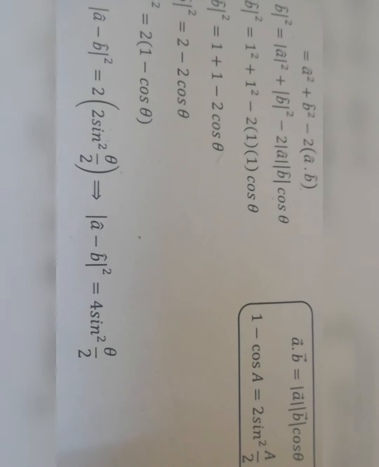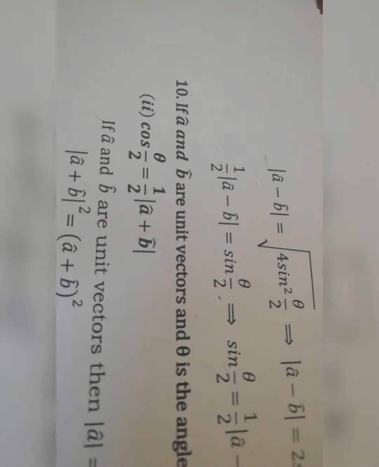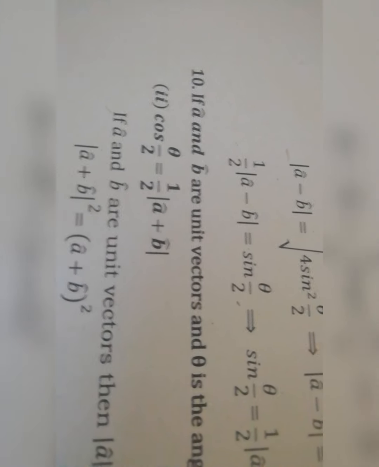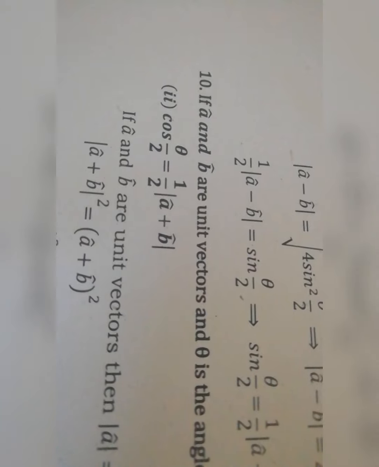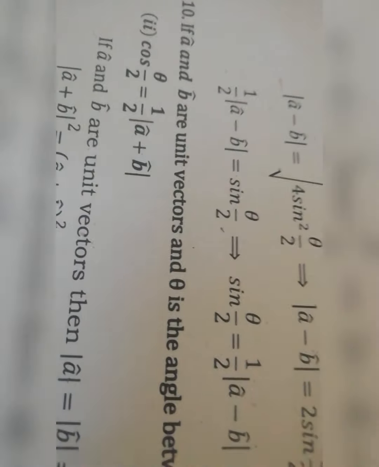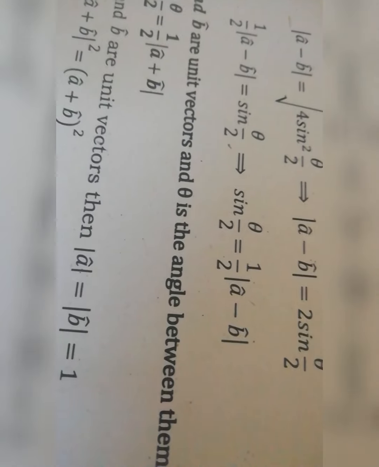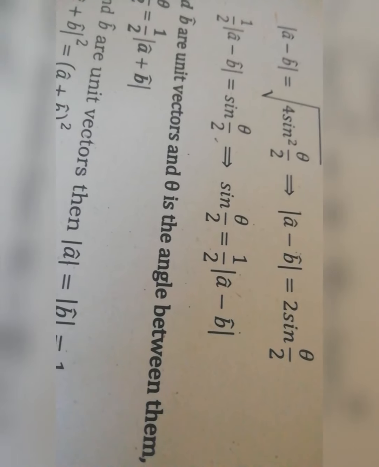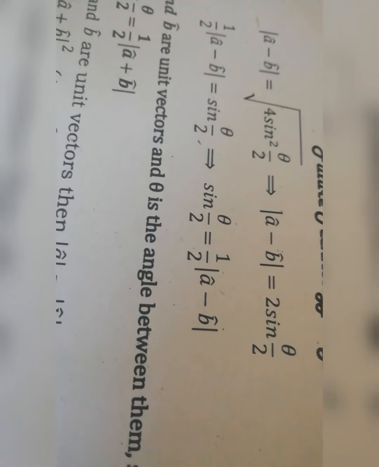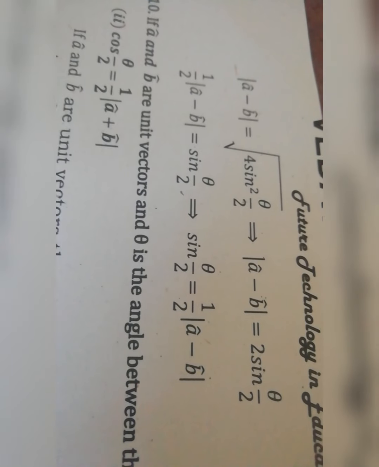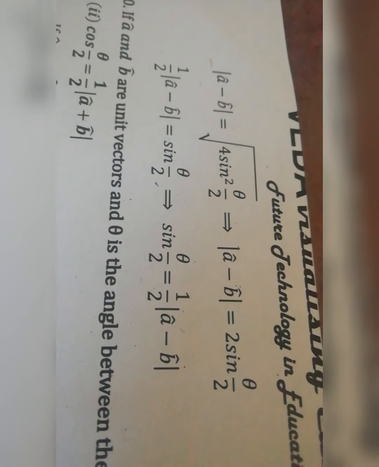Taking square root on both sides, we get modulus of A vector minus B vector equals, the square and the square root cancel. The square root of 4 is 2, and from sin square theta by 2 we get sin theta by 2. You understand or not? It's a very important problem. You can see.